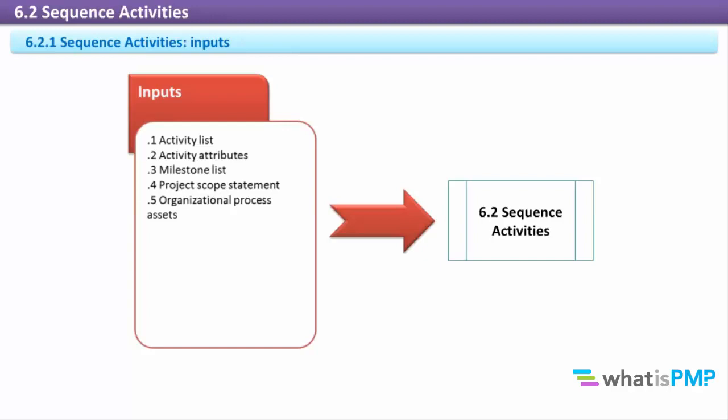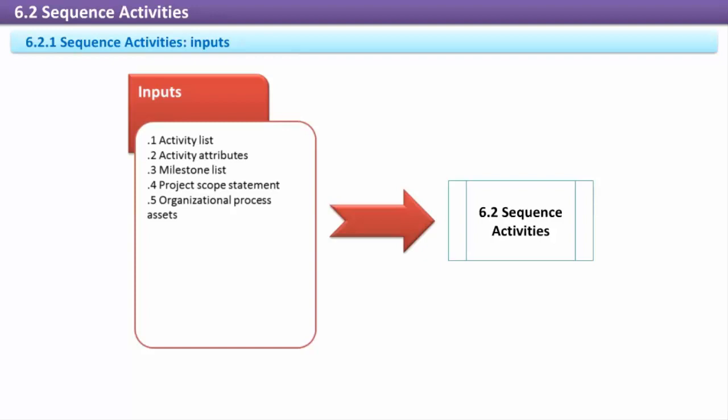Activity attributes. The activity attributes document is a companion to the activity list. It provides sufficient detail to fully describe the activity, and any supplementary information about the activity, such as its relationships, constraints, assumptions, dependencies, and responsible people.